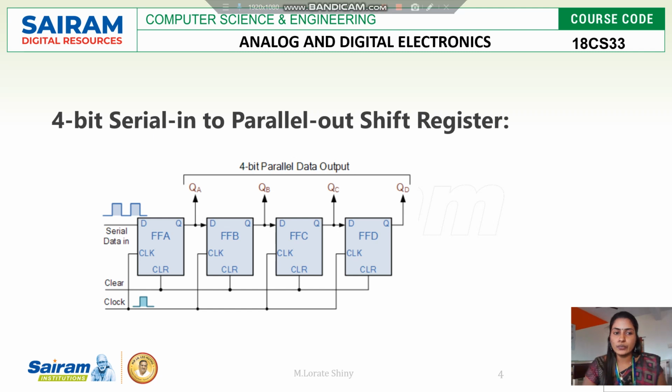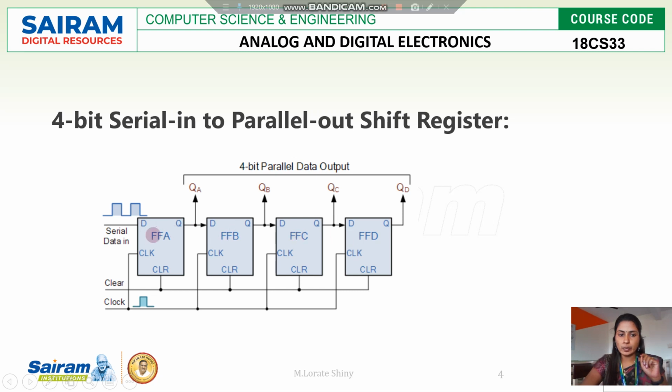This is the circuit for a 4-bit serial in, parallel out shift register. You can see here it's a 4-bit register. 4-bit means 4 flip-flops will be there. Each flip-flop is used to store 1 bit of information, so all together it stores 4-bit data. First flip-flop, second, third, fourth.